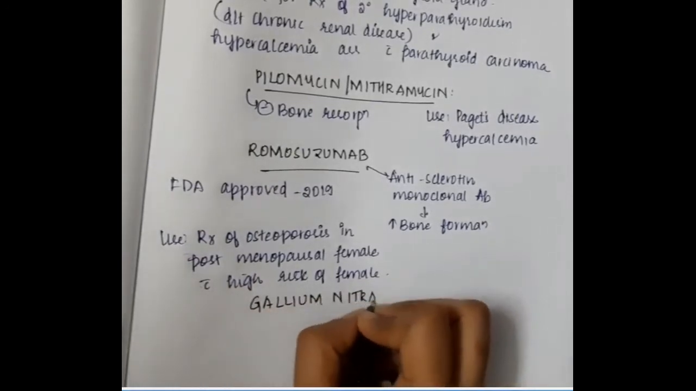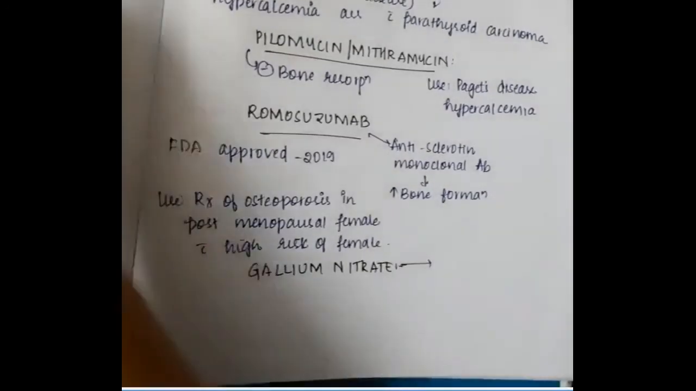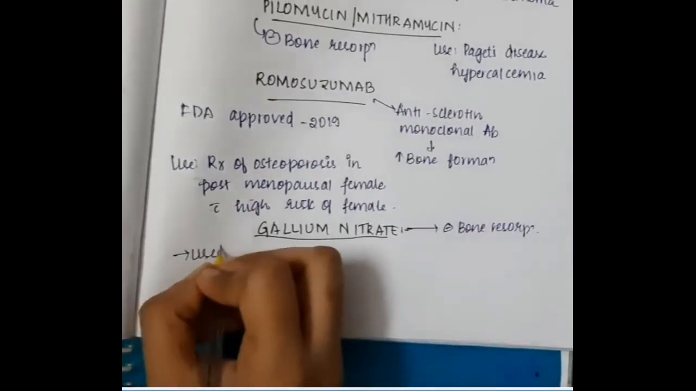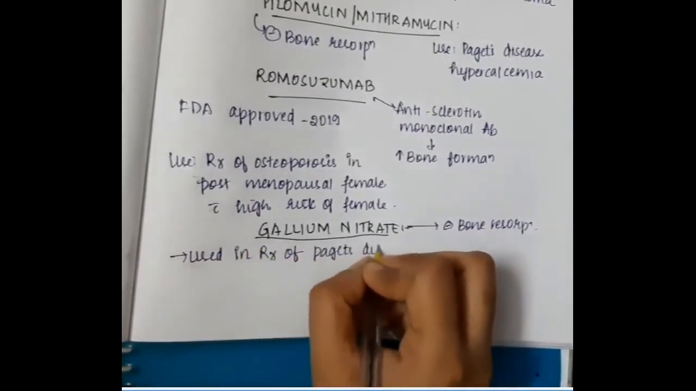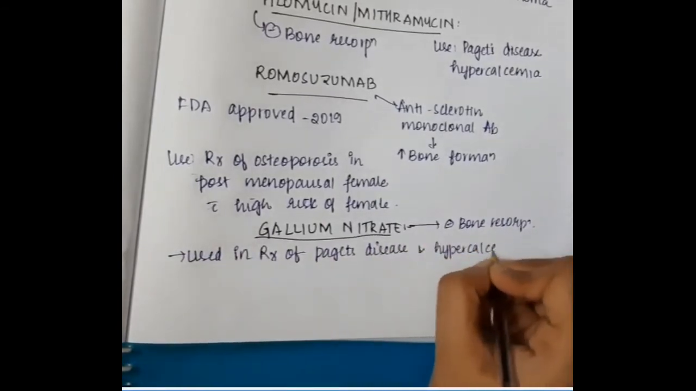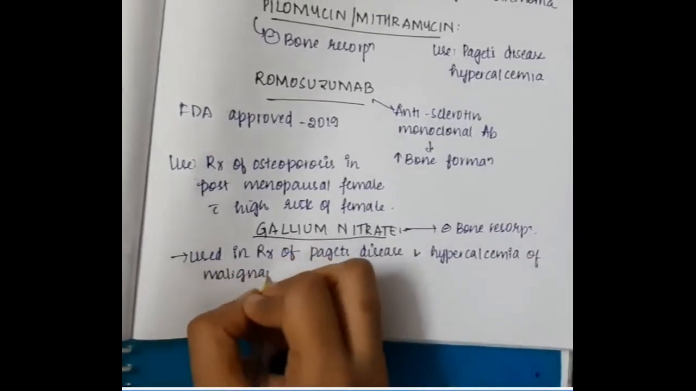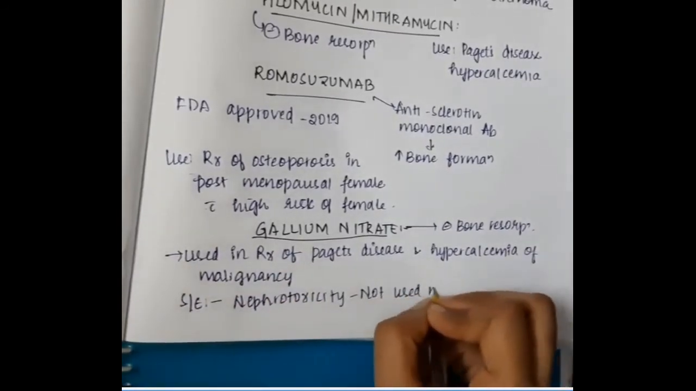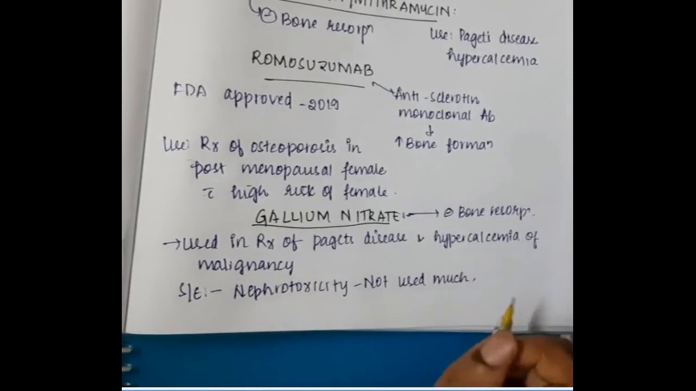Then the last drug is gallium nitrate, which inhibits bone resorption, and it is used in the treatment of Paget's disease and hypercalcemia of malignancy. Because it causes nephrotoxicity, we do not use it often.